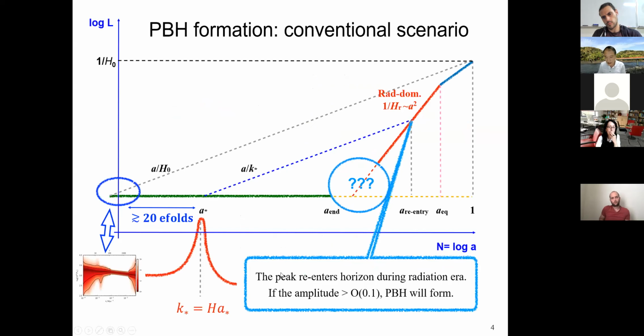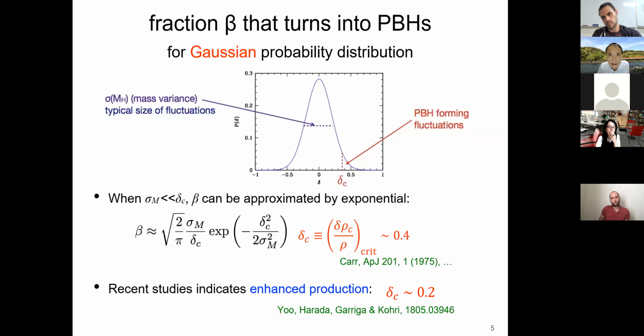But anyway, this is still under study, so we cannot really say anything very definite. But the whole point is that there is some exponential dependence, and so a small change in the parameter, the amplitude of perturbation, can change the amount of black holes considerably.